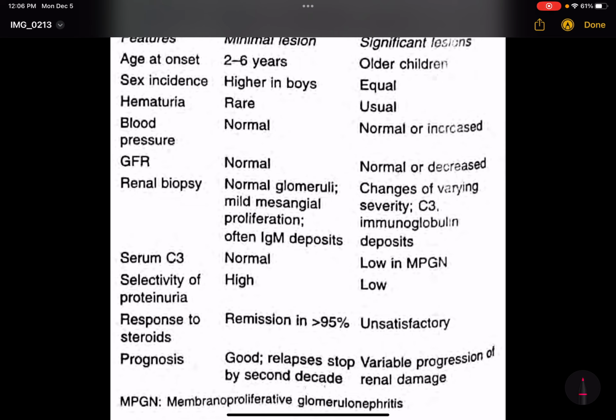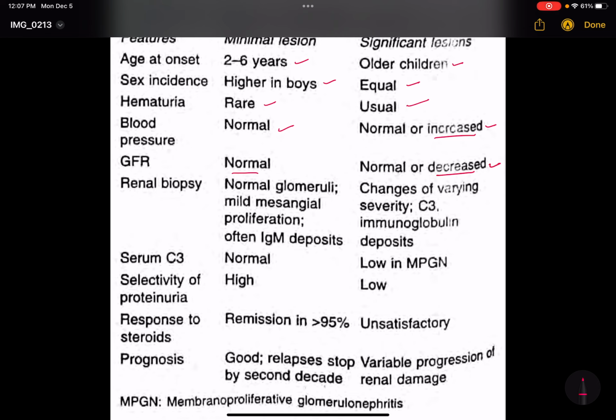In minimal lesions, the age of onset is 2 to 6 years, and in significant lesions it is in older children. Sex incidence is higher in boys in minimal lesions and equal in significant. Hematuria is rare and minimal, usually insignificant. Blood pressure is normal, increased in significant lesions. GFR is normal, decreased in significant lesions.